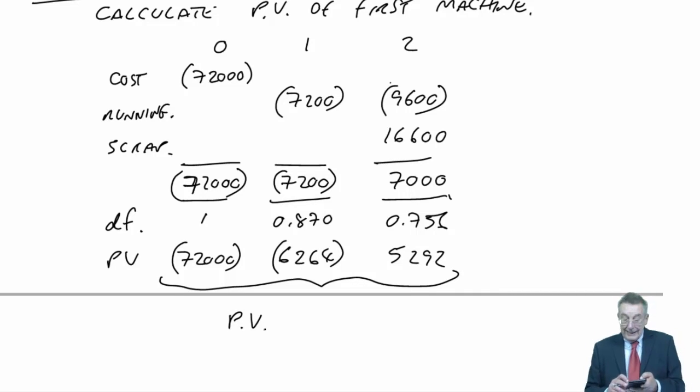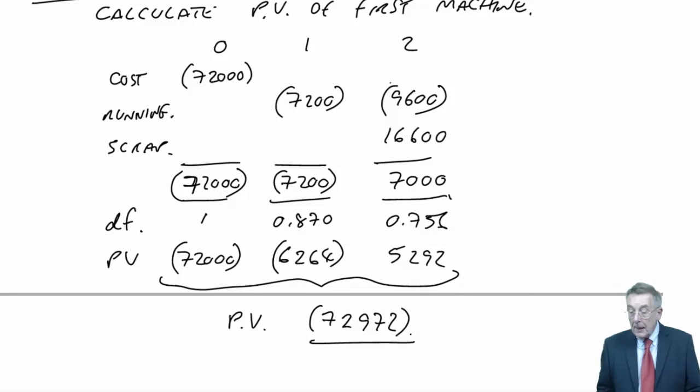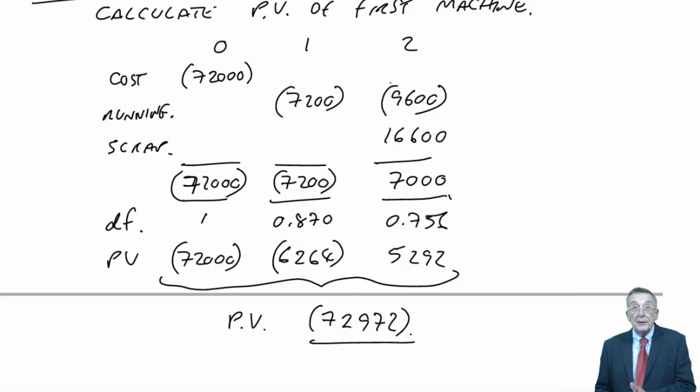So the overall present value: 72,000, 6,264, 5,292 is 72,972. Appreciate that is a cost. I've already said we're going to do it for all 3 choices and see which is the cheapest cost. But there is step 1.